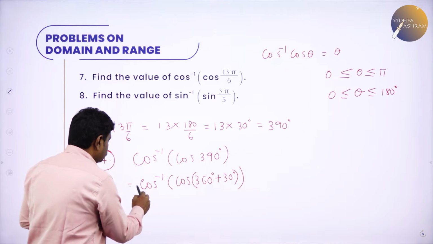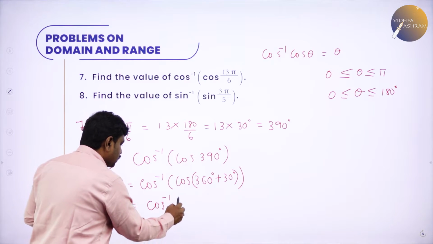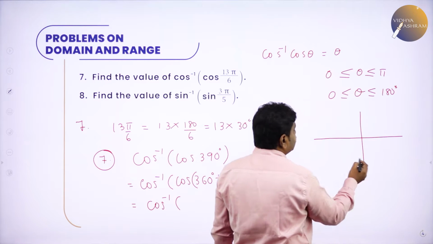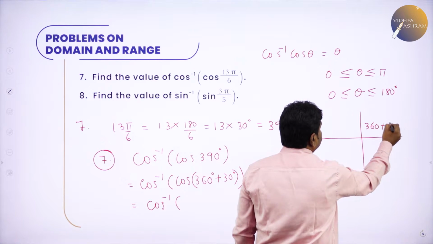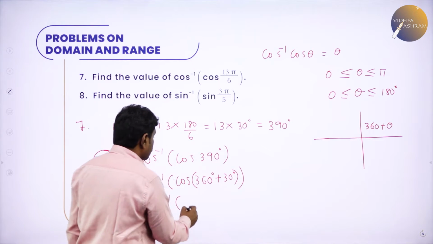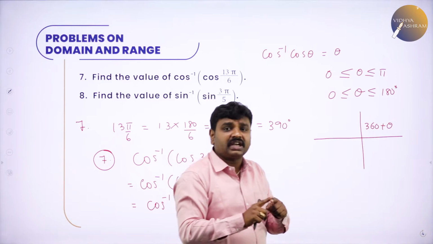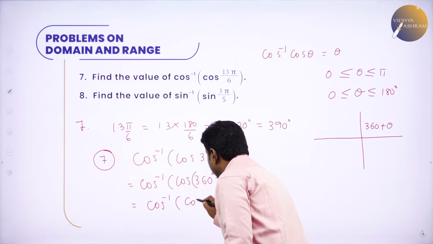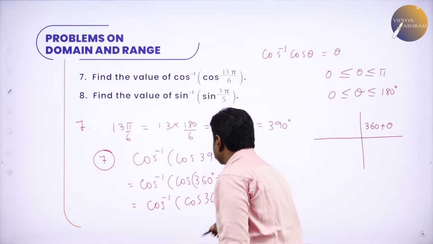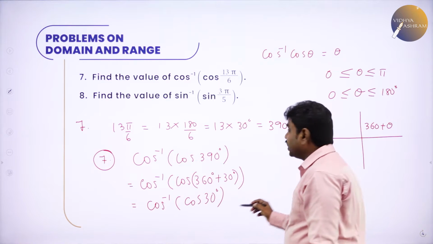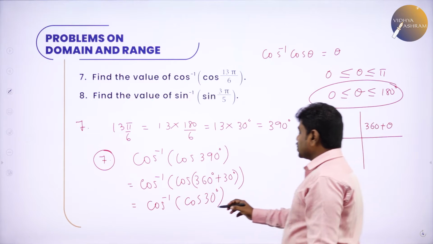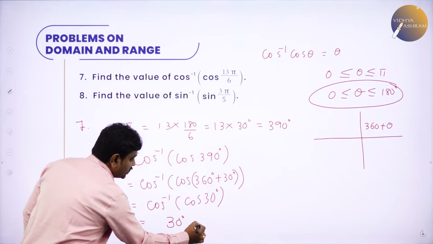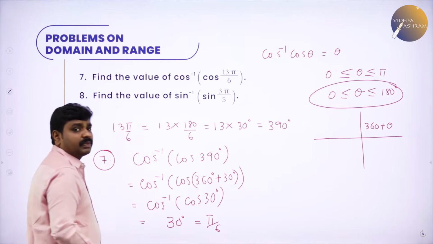Now further, cos inverse of cos of 360 plus 30. 360 plus theta is in which quadrant? First quadrant. In first quadrant all are positive. So you know allied angles. For 360 and 180 the function does not change. It will become cos 30. So cos inverse of cos 30. Now 30 lies between 0 and 180, so cos inverse of cos theta becomes theta. Cos inverse of cos 30 becomes 30. And 30 is also called as what? Pi by 6. So the answer is pi by 6.